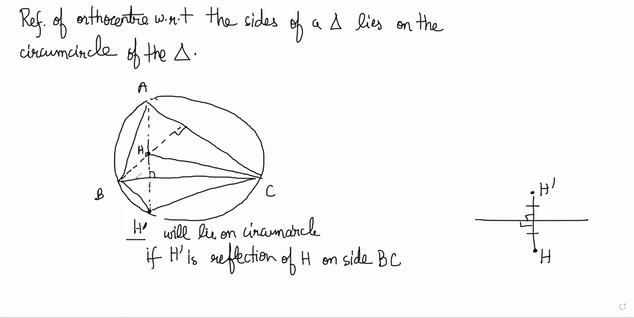Sir, if you could name that point. Which point? H dash. Name the foot of the perpendicular. D. Sir, HDB and BDH dash. HDB and H dash DB are congruent, you're saying. Yes, sir.